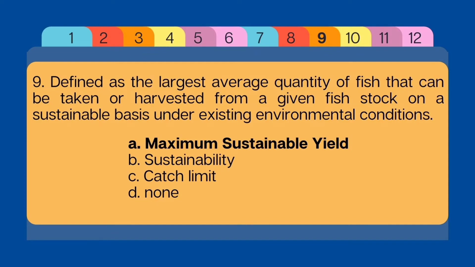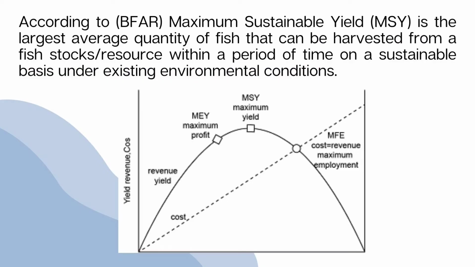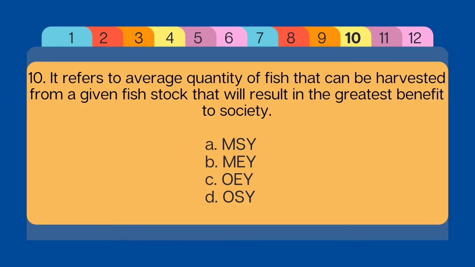Maximum sustainable yield. According to FAO, maximum sustainable yield, or MSY, is the largest average quantity of fish that can be harvested from a fish stock or resource within a period of time on a sustainable basis under existing environmental conditions. Number 10. It refers to average quantity of fish that can be harvested from a given fish stock that will result in the greatest benefit to society.